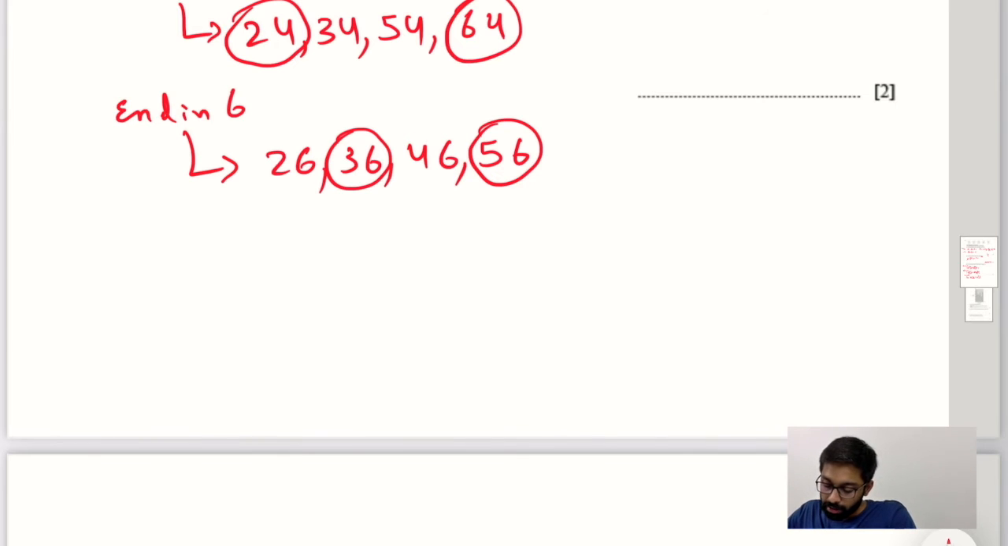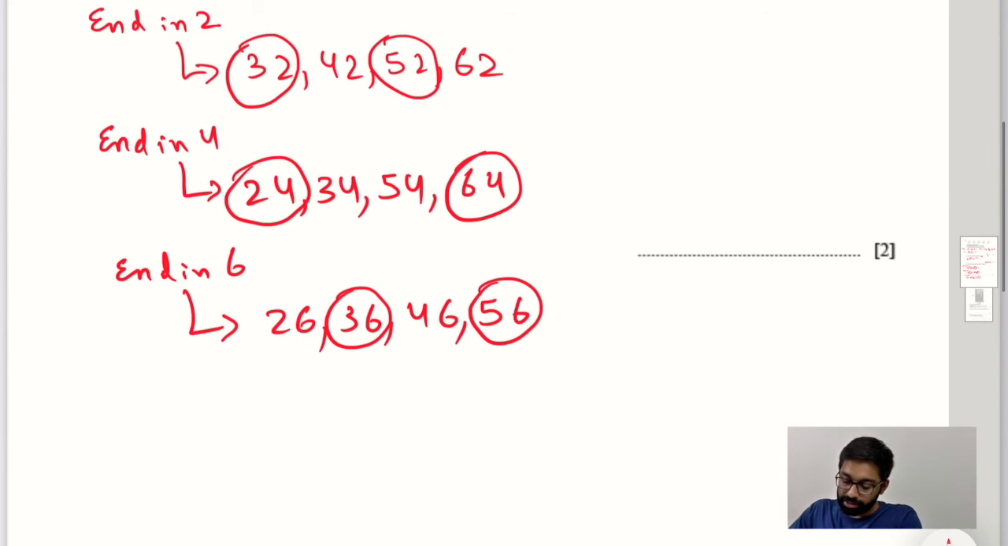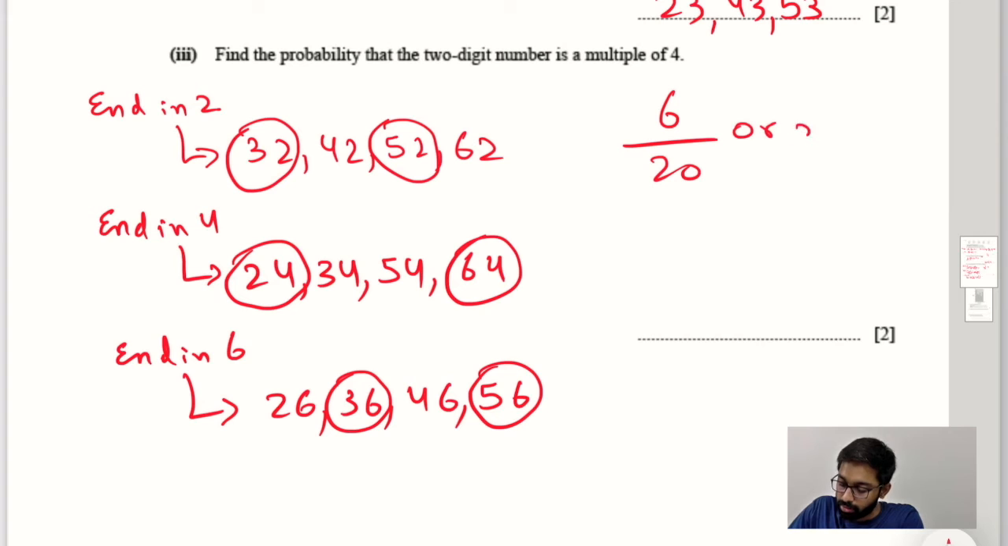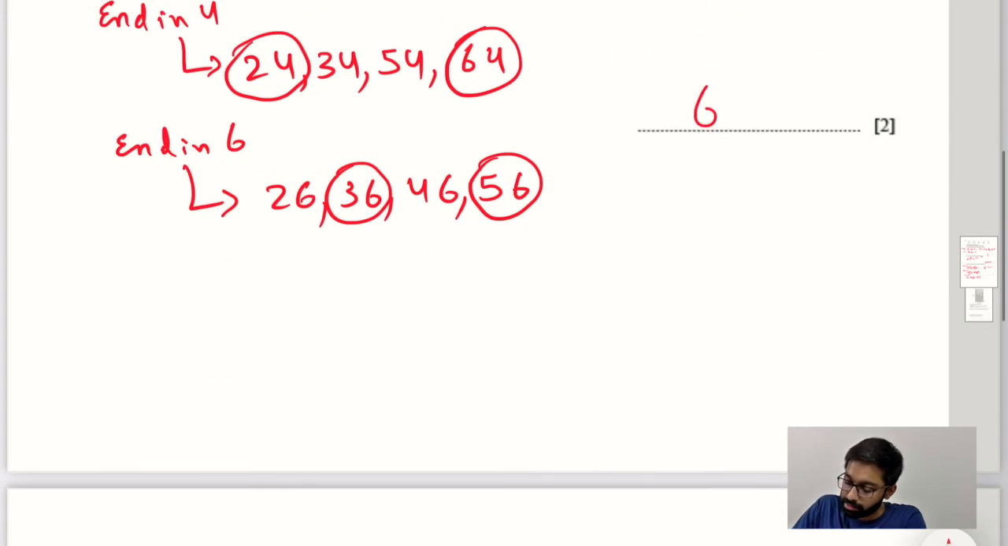So these are 6 numbers out of a total of 20 two-digit numbers. That is what we know from the first part of this question. So the probability is 6 over 20 or 0.3. So you write 6 over 20 right there.